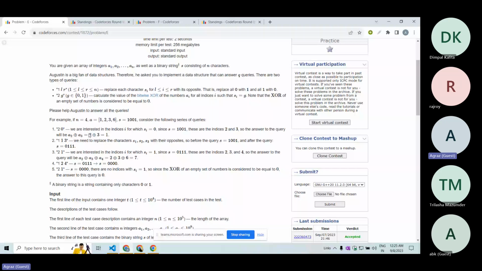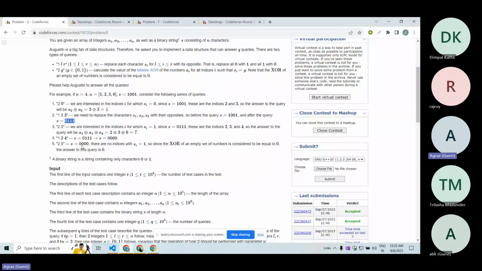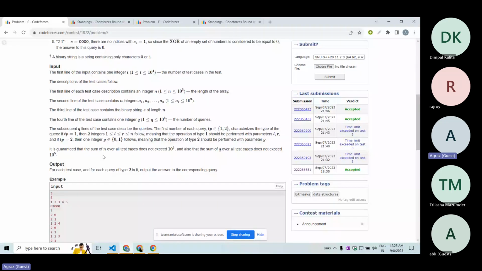Also, a type 1 query here, 1 to 3. So we have to take the subarray 1 to 3 and flip the bits. So now s becomes 0 1 1. Like this we have to consider all of the queries, and for type 2 we have to print the result, and for type 1 we have to make some internal implementation to update it.